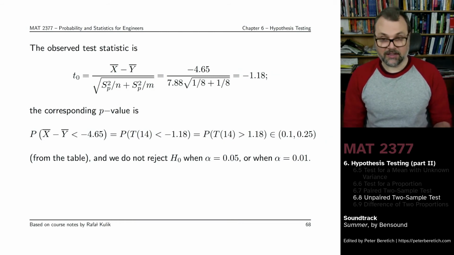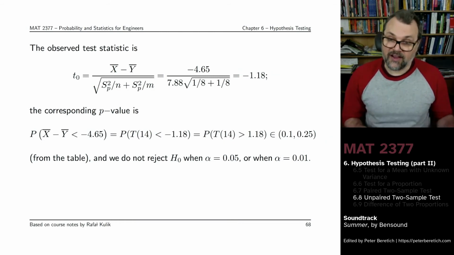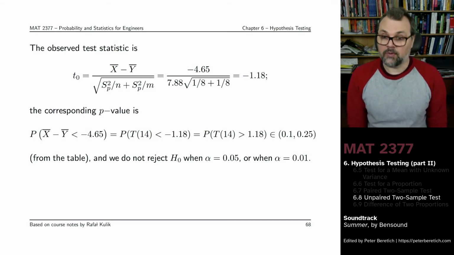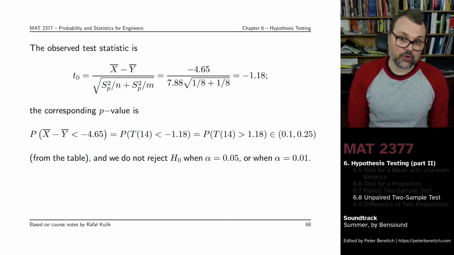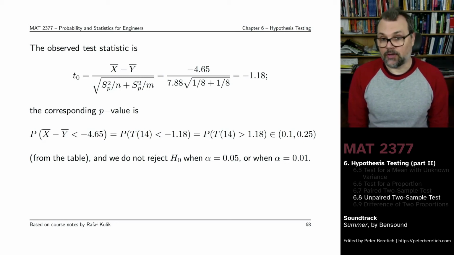And what this is telling us is that at either the 5% confidence level or the 1% confidence level, we could not reject the null hypothesis. We're not able to say with certainty that the new fertilizer is an improvement or produces taller plants than the old fertilizer on average.